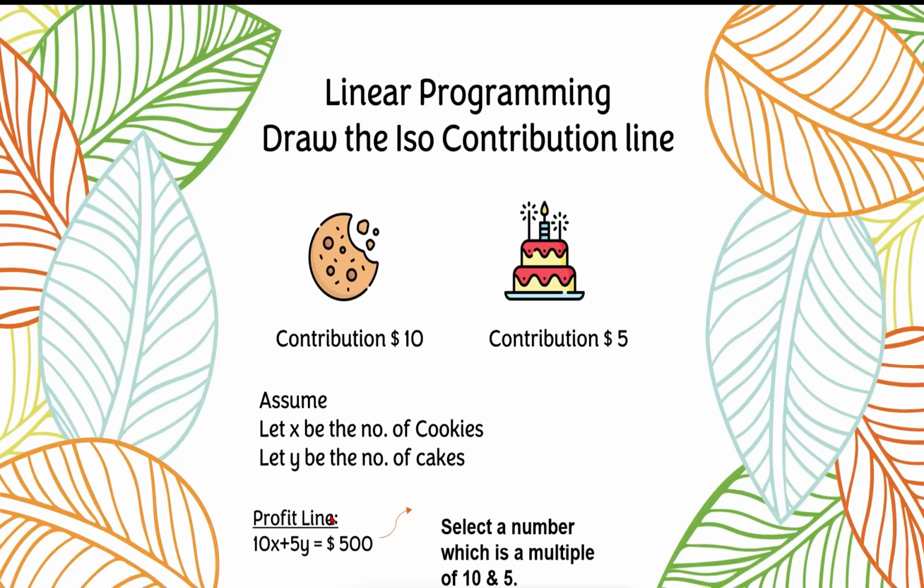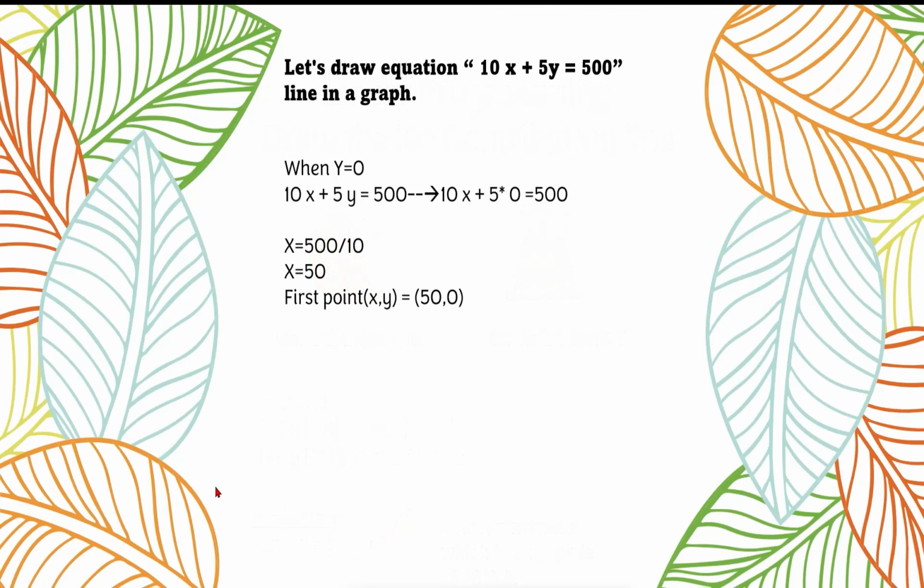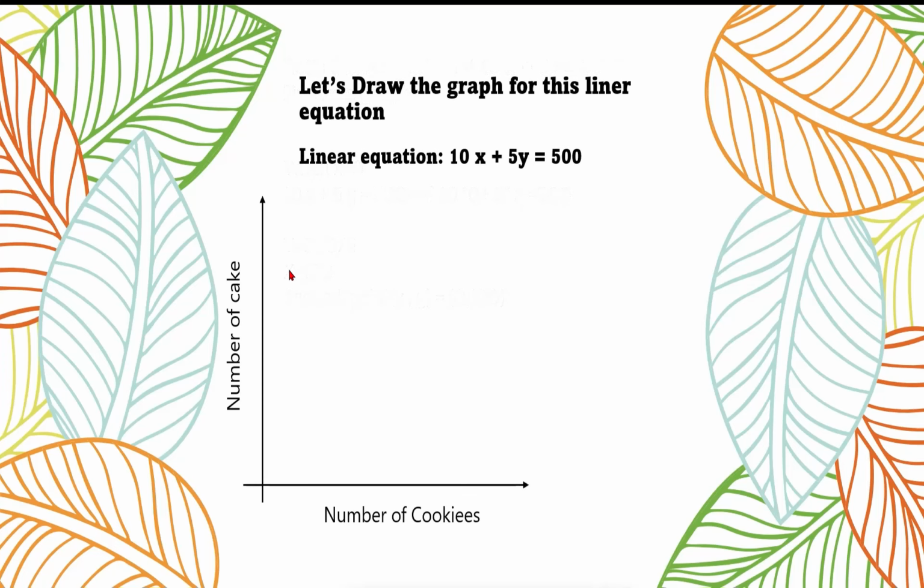So now this is my linear equation and I need to find two points to plot this equation in the graph, right? So let's assume that Y is 0 and we get our value of X as 50. So we got our first point, that's 50, 0. Then we will assume X to be 0 and after solving the equation we will get the value of Y as 100. So we got our two points, right?